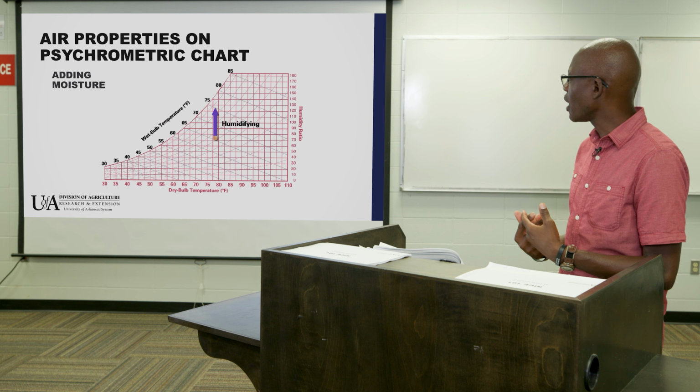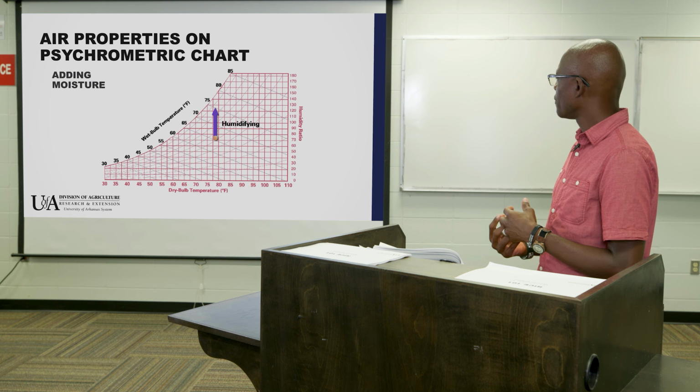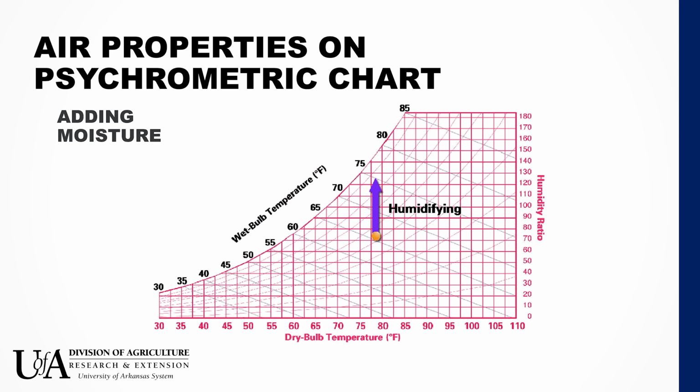Sometimes we are interested in adding moisture. And if we are adding moisture, we are going to have to follow a line, as you can see in that diagram, where our humidity is going to increase. So we are increasing humidity at a constant temperature.